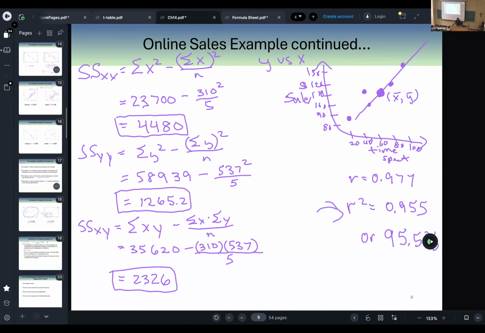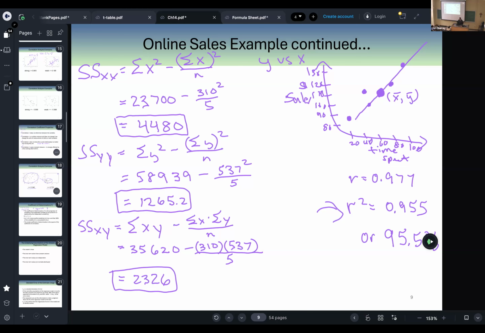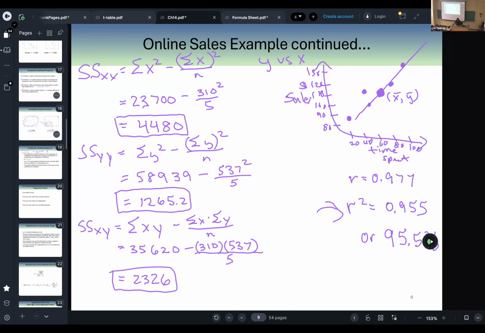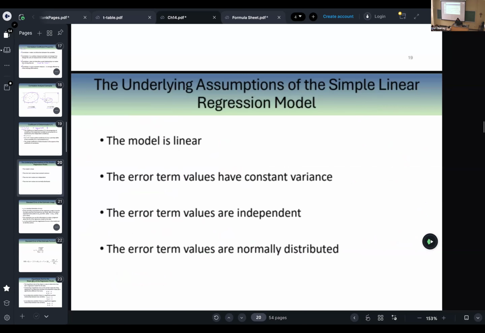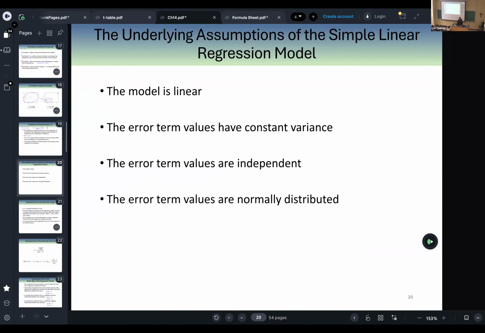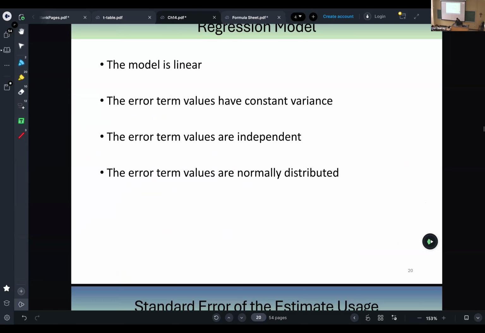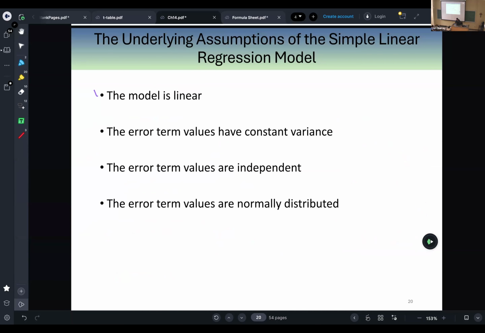We'll keep looking at these. So just bear with me. We're going to keep looking back at slide 9, okay? We need those sums of squares. So we're right back here. So the model assumptions: you have to assume linearity. The model is linear. The error terms have constant variance. We're going to look at that more with pictures in just a moment.